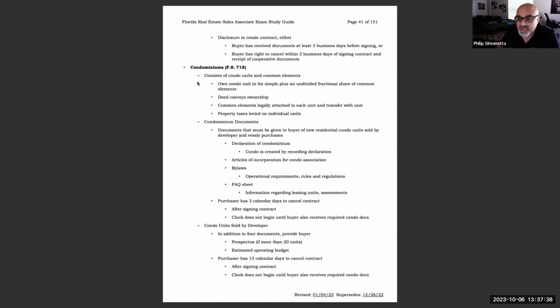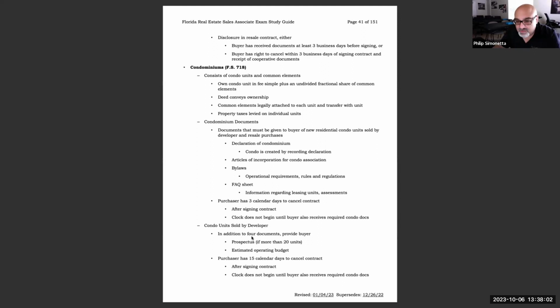The purchaser has 3 calendar days to cancel the contract after signing it, and the clock does not begin until the buyer receives all the required condo docs. So remember, resale 3 days, developer 15 days. Condos and co-ops. Now, condo units sold by the developer.